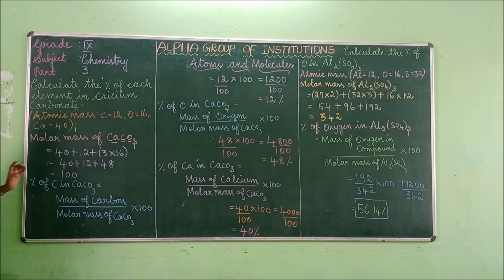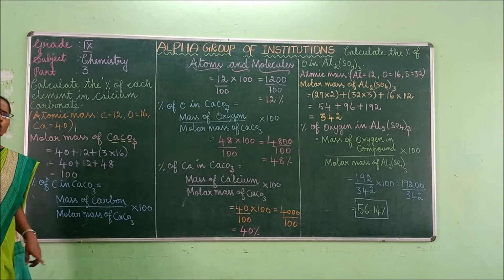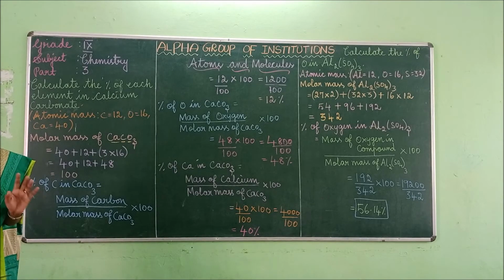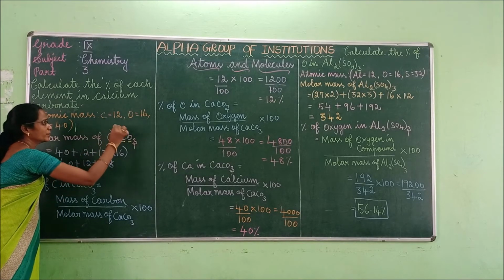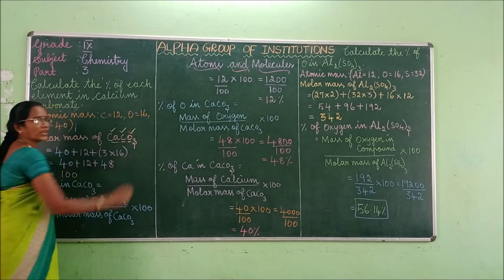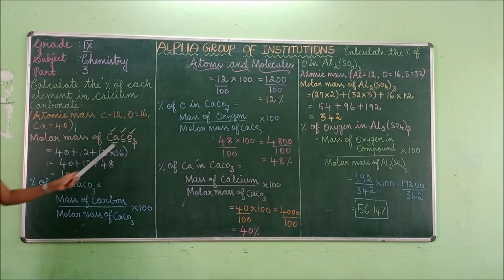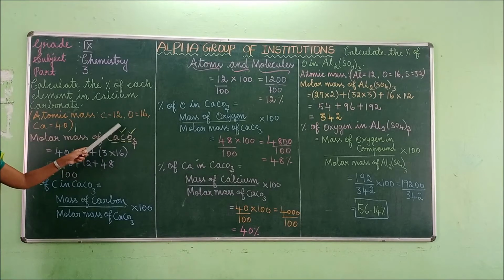Okay, right? Next step, you have to find out the percentage of carbon. What is asked in the question? Calculate the percentage of each element. So you have to find out the percentage for calcium, for carbon, as well as for oxygen, because these three elements only are present in calcium carbonate, isn't it? Right. What is the first element given? It is given calcium.